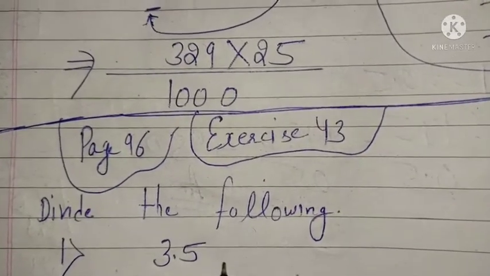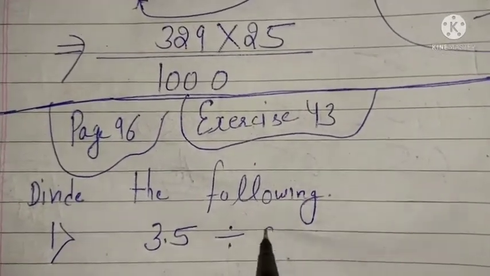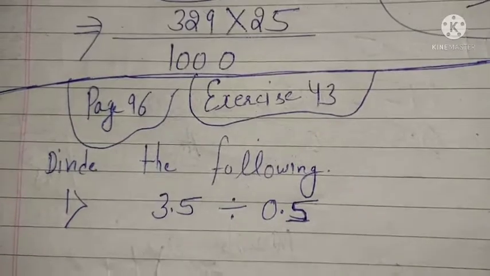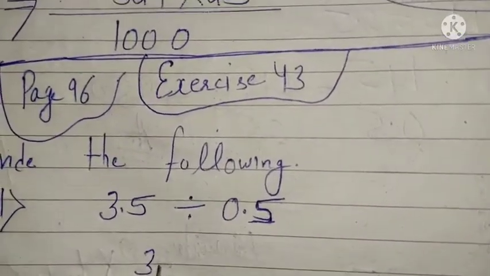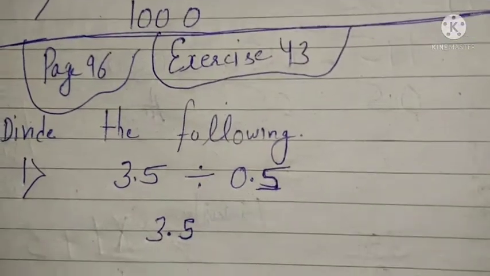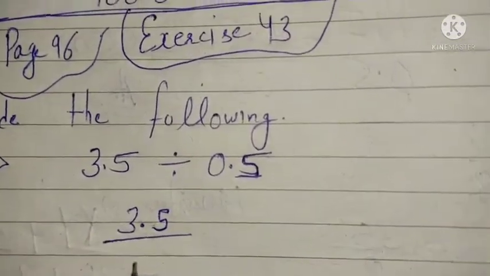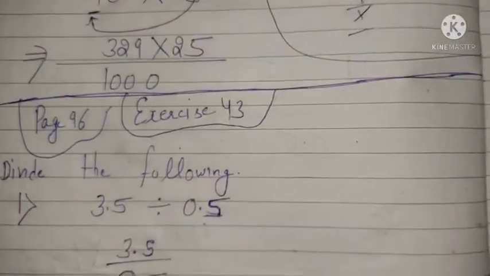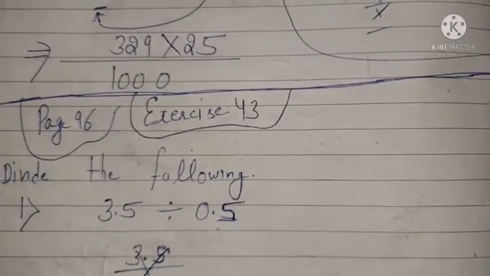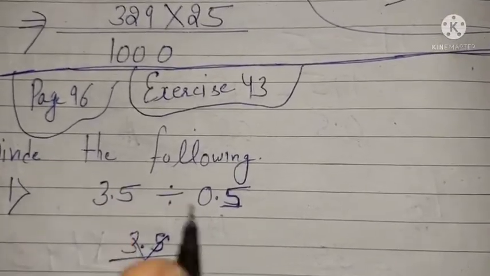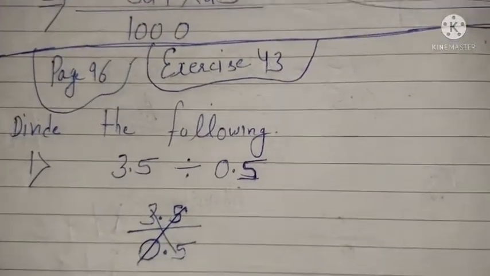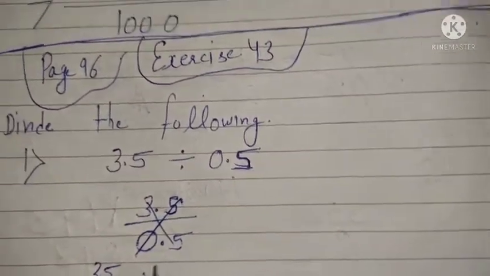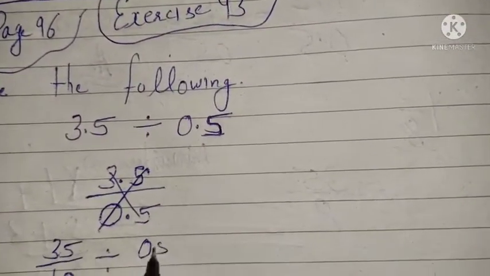3.5 divided by 0.5. So you can write 3.5 divided by 0.5. First do this. Here after the decimal one digit is there, so you can write 10. Convert it to a fraction, and in the same way convert that decimal to a fraction.